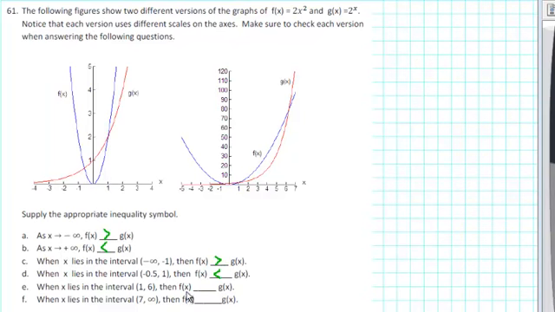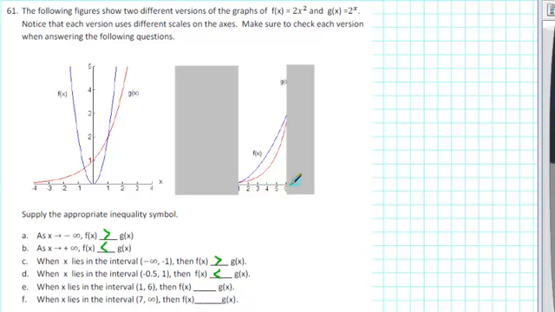For part E, we want to determine whether f of x is less than or greater than g of x when x lies in the interval from 1 to 6. Well, figure 1 shows us the interval from 1 to 4, but not the interval from 1 to 6. So we'll go ahead and use figure 2.